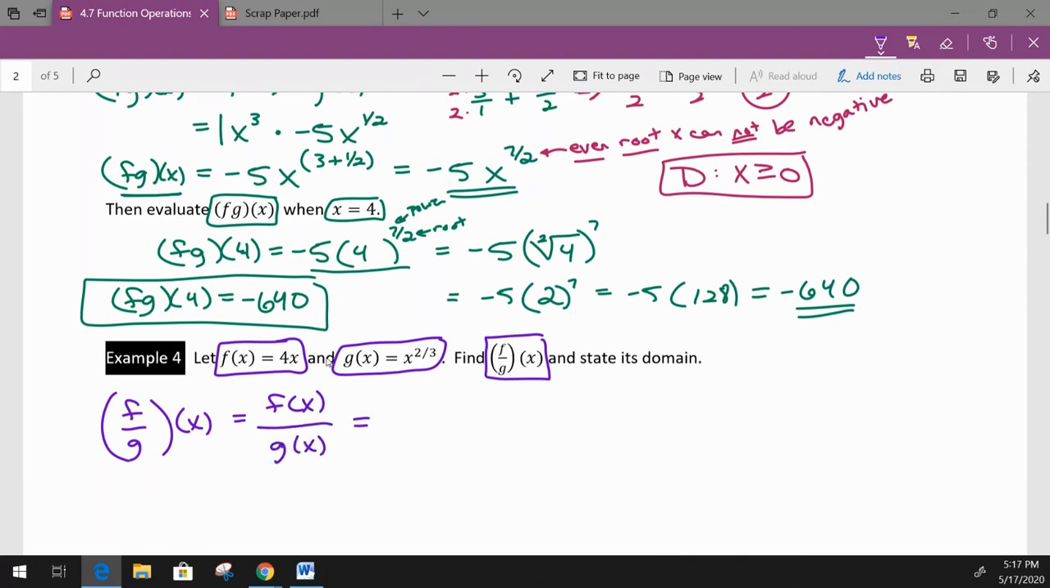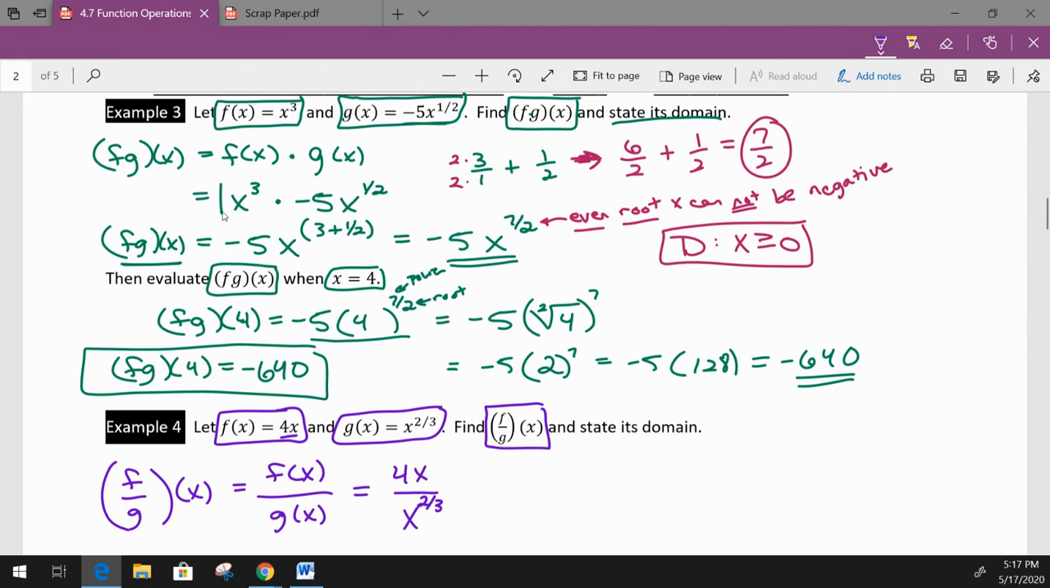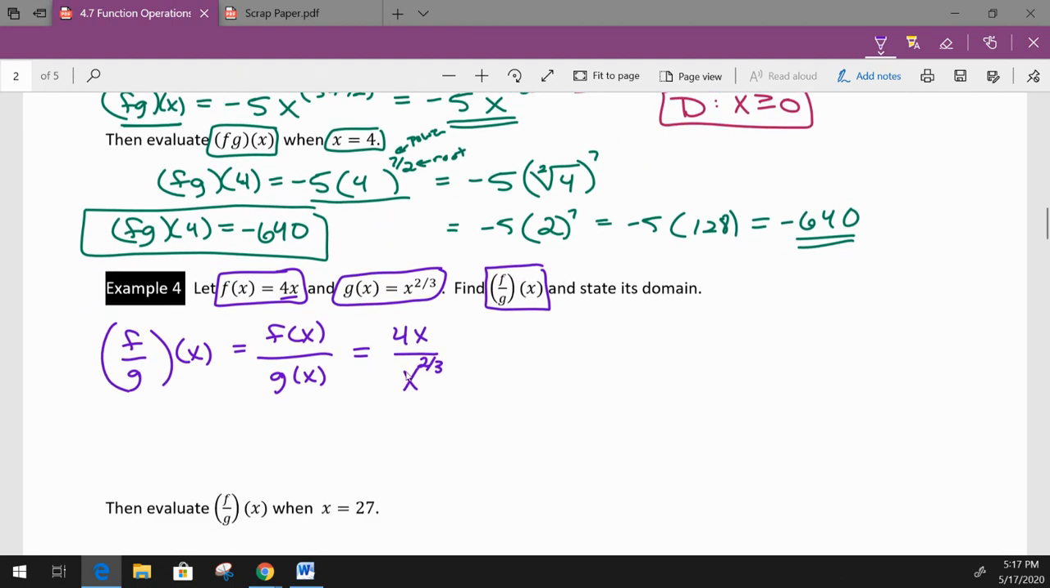So your f of x function is 4x. Your g of x function is x to the 2/3 power. All right, so you do need to be careful here. Just like with the last problem, when we were multiplying, you multiply your coefficients, and when you're multiplying variables, you add the exponents. When you're dividing, you divide the coefficients. Well, 4 divided by 1 is just going to be 4, but then you subtract your exponents. So the exponent in the numerator is 1. The exponent in the denominator is 2/3.